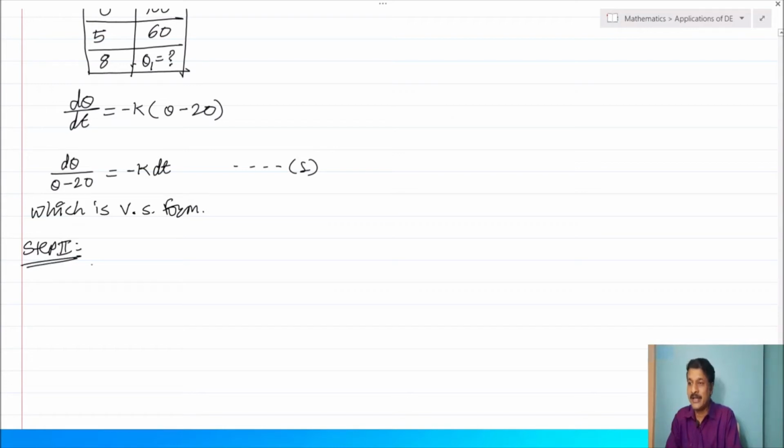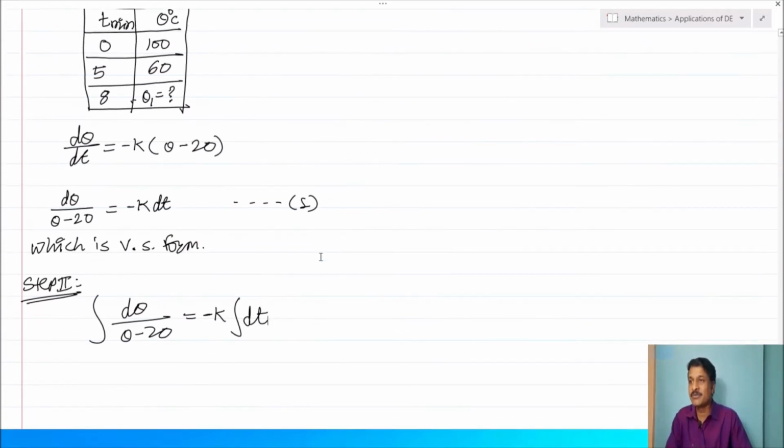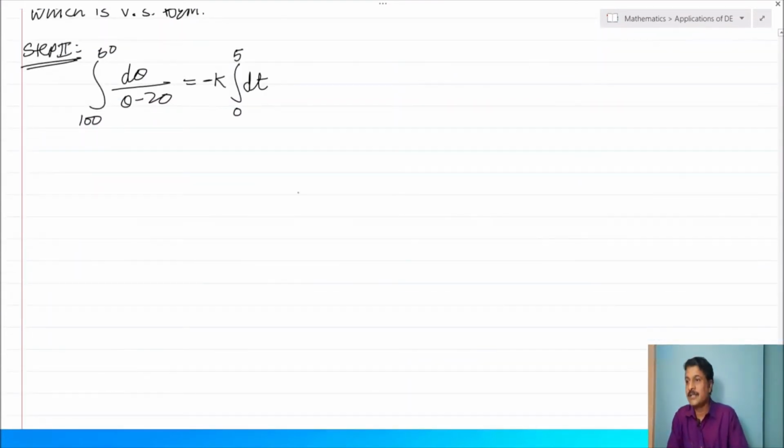But now when I am integrating both sides, so integration of d theta upon (theta minus 20) is equal to minus k, it is a constant, integration of dt plus integration constant, but instead of that I am using limits. So what are the limits? So here when t equal to 0, corresponding value of theta is 100 degrees Celsius, and when time is 5 minutes, then corresponding value is 60. It means that by known values I will find value of k first, and after that by known value and unknown value I can find value of this unknown. So how to solve this one? Very easy. It's a routine now.